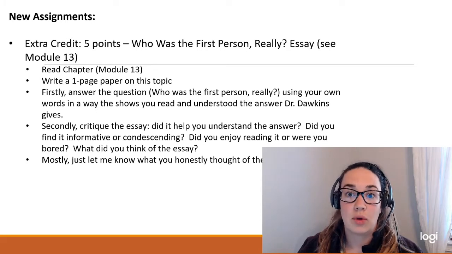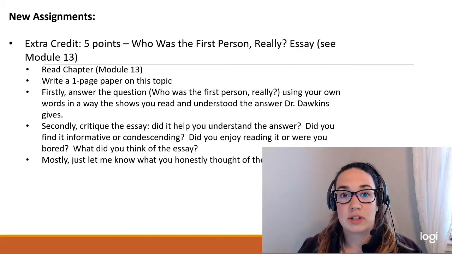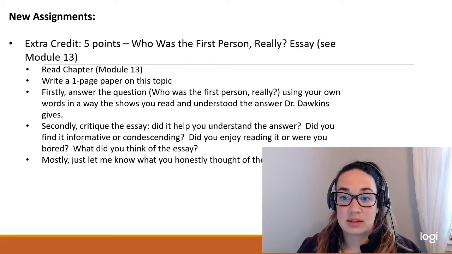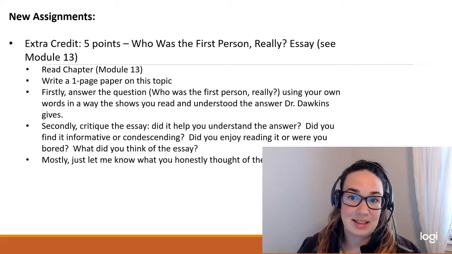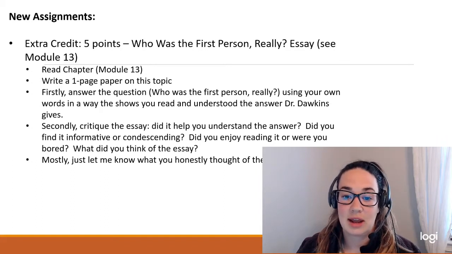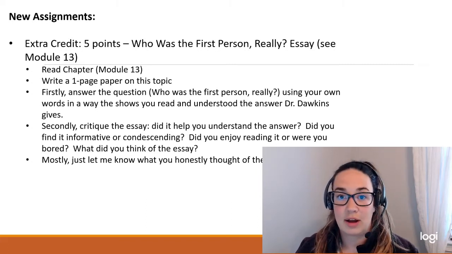and that you actually understand the answer that Dr. Dawkins gives as well. Secondly, I would like you to critique the essay. Did you understand what the essay was saying? Did you find it informative or condescending? Did you like the essay? Did you not like the essay? Did you enjoy reading it? Were you bored? What were your thoughts is what I'm trying to get at here. And then lastly, I just really want to know your opinion of the chapter. And so you can include that in your third paragraph or so.